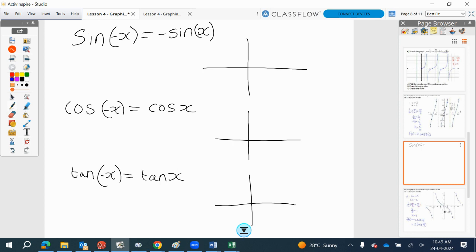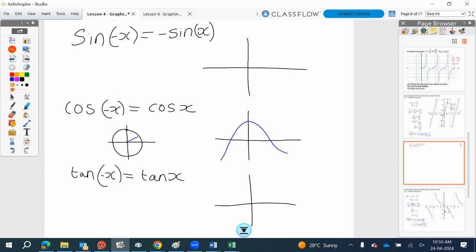Reflection across the y-axis. The cosine function looks like this. So reflecting it across the y-axis is going to make no difference. It's still the same. So from a function perspective, you can see this relationship: cos of minus x is equal to cos x, makes no difference.